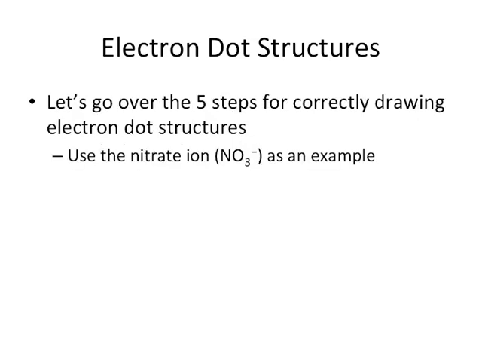There are 5 steps that you need to know in order to correctly draw an electron dot structure. It's important that you become very familiar with these steps and follow them very carefully. As I go through the steps, I'm going to use the nitrate ion as an example of how to follow each step and how to draw the dot structures.